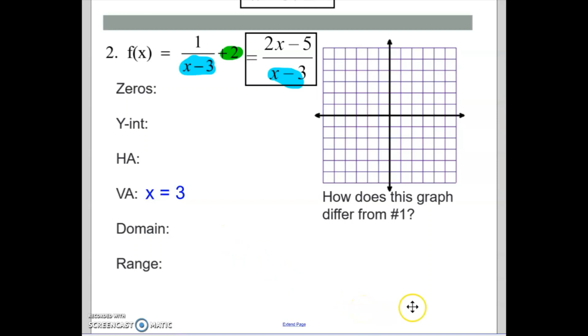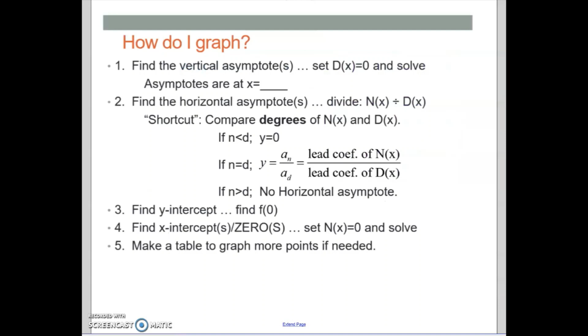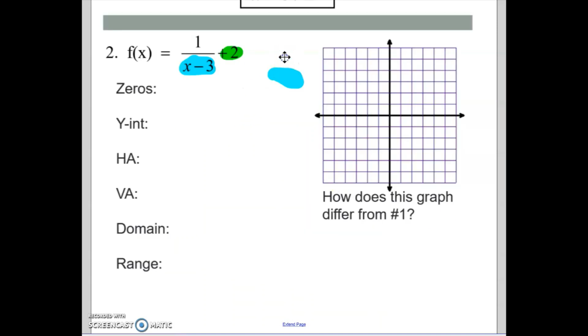Getting the horizontal asymptote is different, but just as easy. I would divide. Look back at that checklist. I would divide, find the horizontal asymptote, divide the numerator by the denominator. So when I come back over here and I want to divide numerator by denominator, 2x minus 5 divided by x minus 3, I just look at these first terms. 2x divided by x is y equals 2.